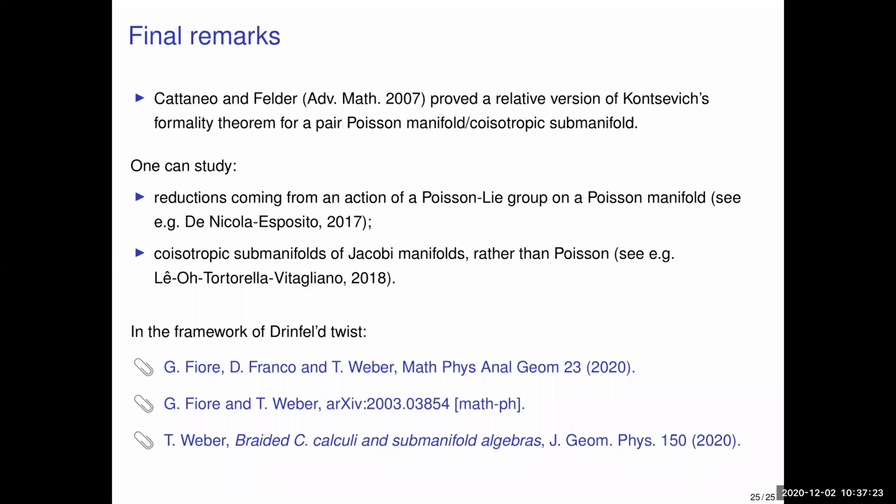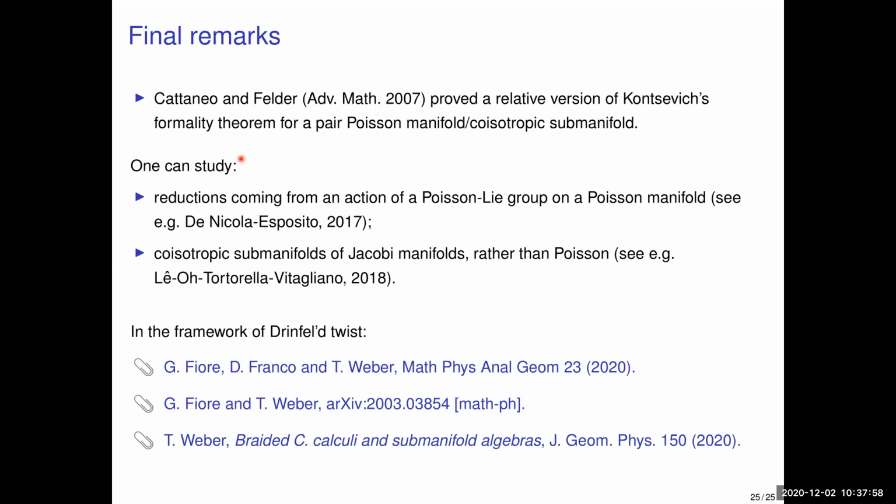So let me finish only with some references. First of all, there are recent papers about submanifold algebras in some sense by Gaetano Fiore, Thomas Weber, and Davide Franco, where they study submanifold algebras in the framework of Drinfeld twist, we can say. So formal deformations of closed embedded submanifolds of a certain type induced by Drinfeld twist.